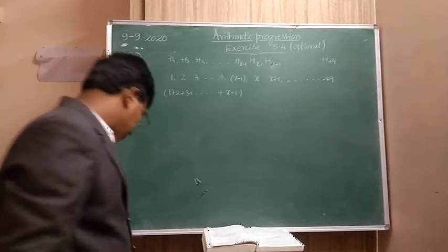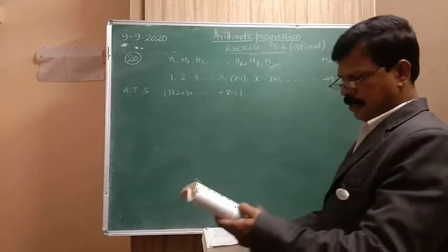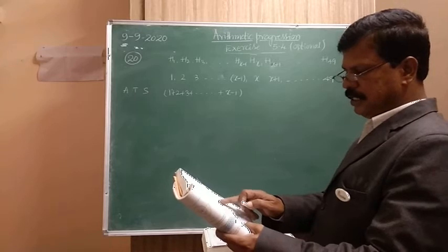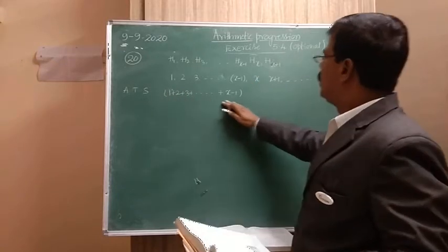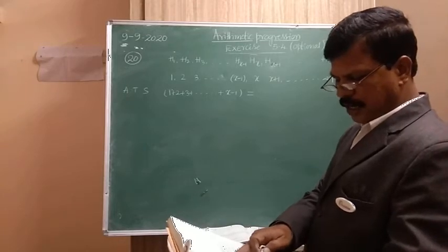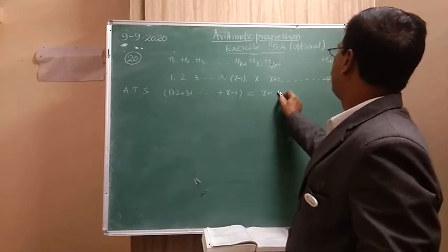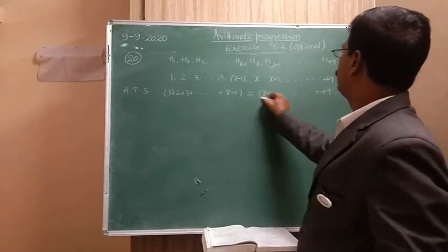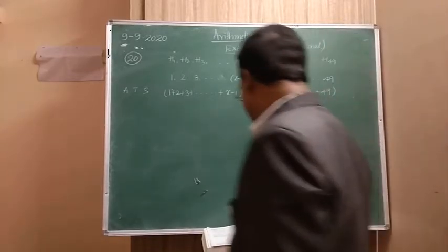According to the statement, what is given? Look at the statement: the sum of the numbers of the houses preceding the house numbered x is equal to the sum of the numbers of the houses following it. That means x plus 1, x plus 2, etc. plus 49. So these two sums are equal. That is the given condition.